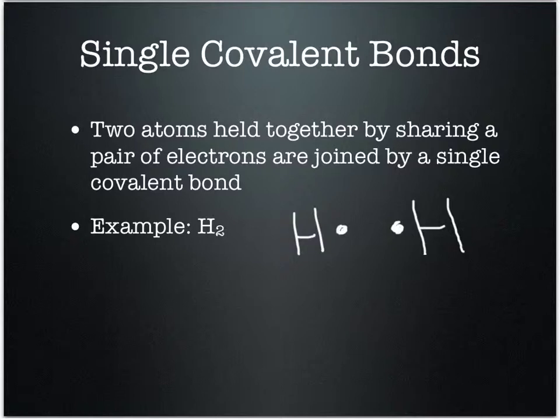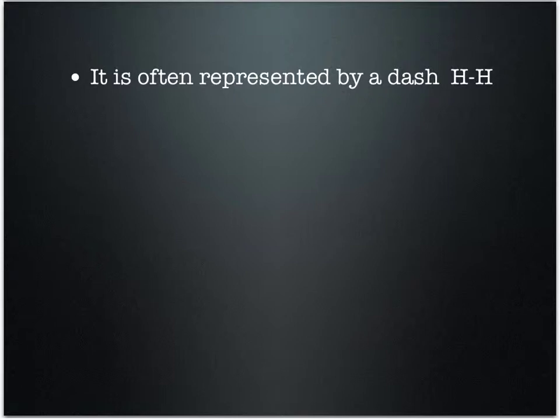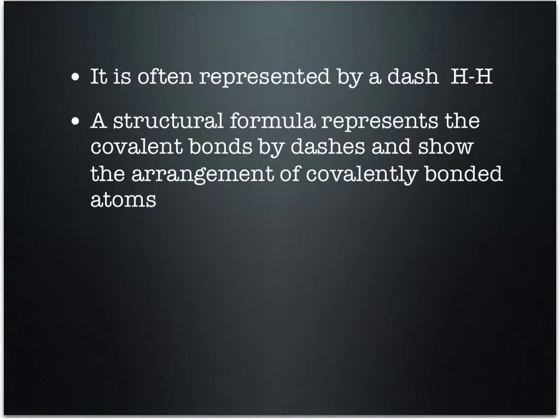Okay, so instead, what happens is these 2 share. And when they share, they both get to count those electrons. That pair of electrons gets to be counted by both. So this hydrogen says, hey, I've got 2. This hydrogen says, hey, I've got 2. Both happy. We can represent it with those 2 dots in between that represent a pair of shared electrons. Or more commonly, we could represent it with a dash. So you're going to see something like H-H. That's a pretty common thing that you're going to see.